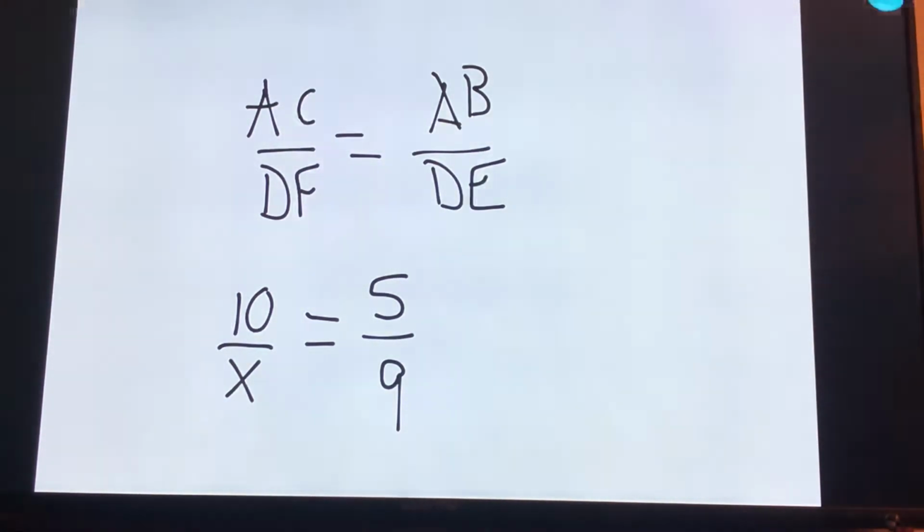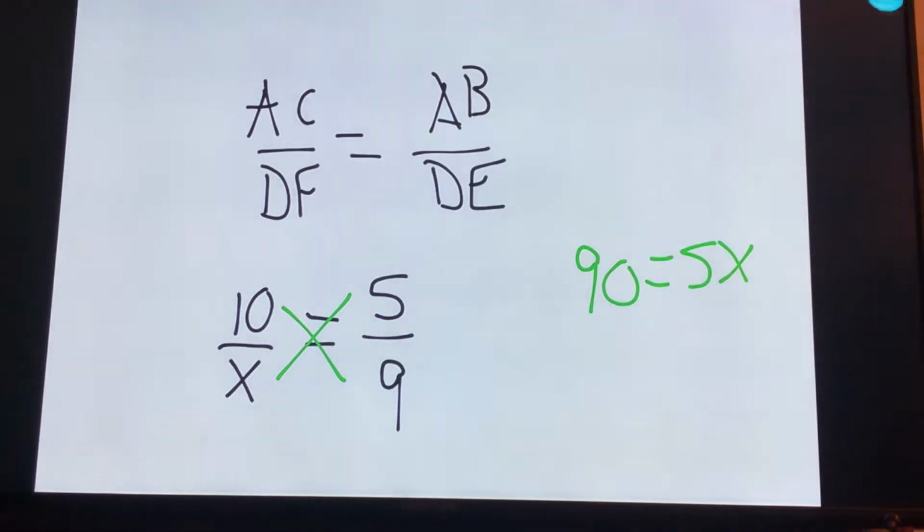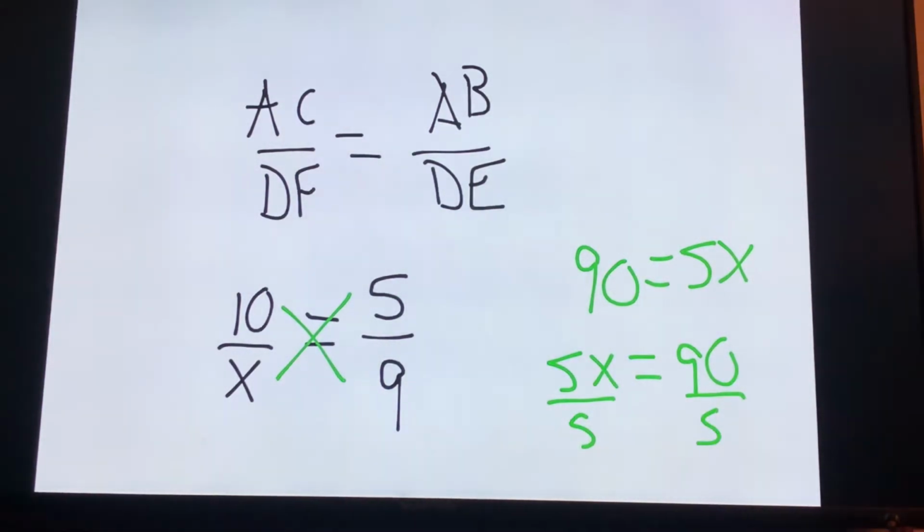So, who knows what we do next? Let me ask somebody. Cross multiply? Oh gosh, how'd you know that? Because you always cross multiply when we have equal signs. So what does that give us? That gives us 90 equals 5x. Well, if we solve for 5x, it doesn't matter. You can flip sides, put 5x equals 90. Divide by 5. Divide by 5. How many times does 5 go into 90? It goes in 18. So 1x equals 18.